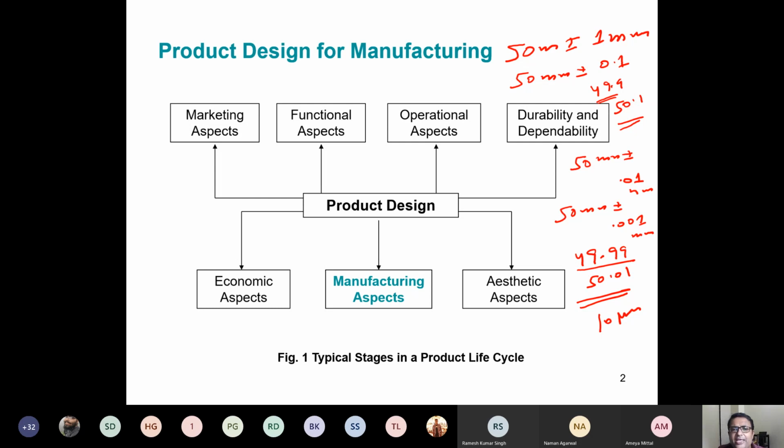You get what I'm trying to say here? By defining these numbers, I'm making 50 millimeter shafts, but in one case it's very easy, and in the other case it's almost impossible. So what is it doing when I'm giving a tighter and tighter tolerance? Any answers for this? You can just type it. What does this do?